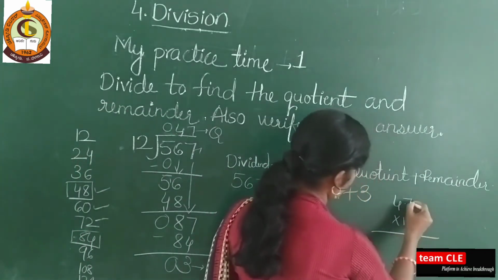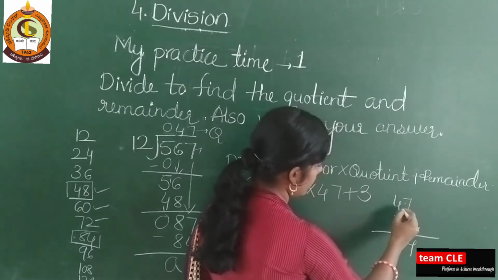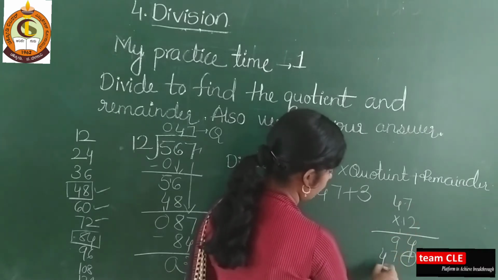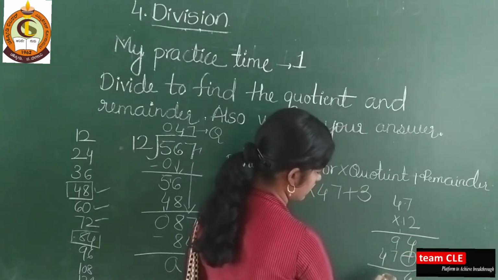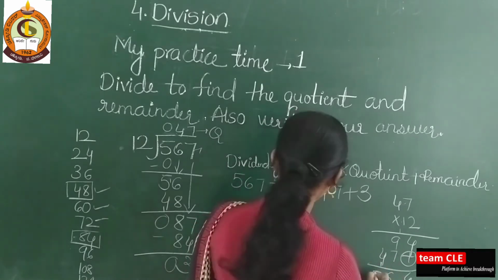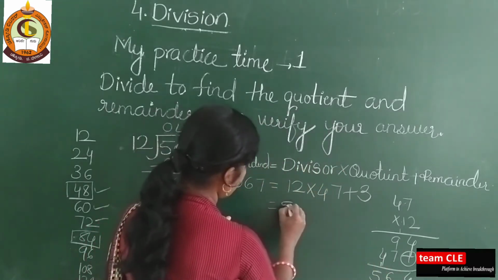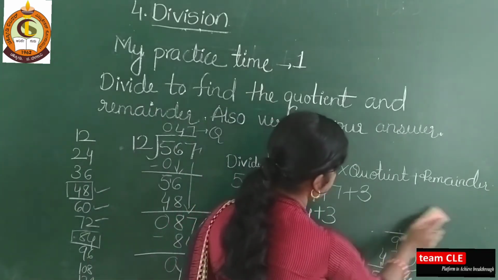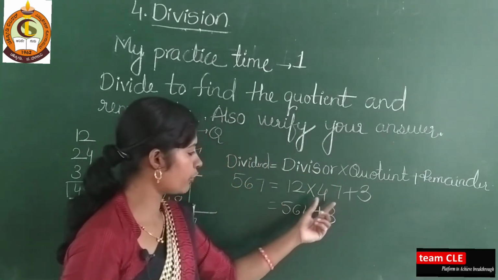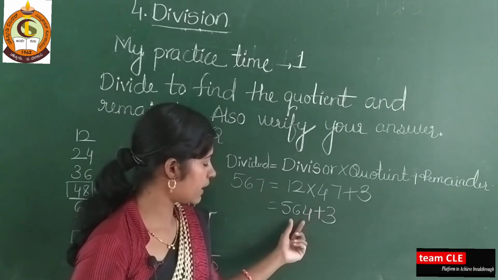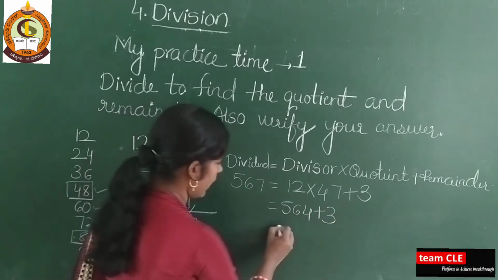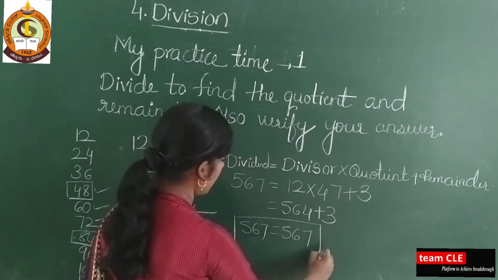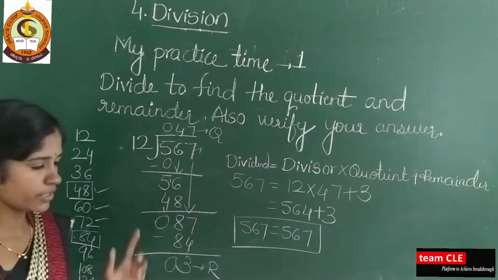Okay. So write here 2 7s are 14. 2 4s are 8. 8 plus 1 is 9. And leave here one place. 1 7s are 7. 1 4s are 4. So write here 4. 9 plus 7 is 16. 4 plus 1 is 5. So write here 564 plus 3. After adding, I will get here 567 as an answer. 12 into 47 is 564. See here, 564 plus 3 is 567. So I got here LHS is equal to RHS. So here my division is correct.